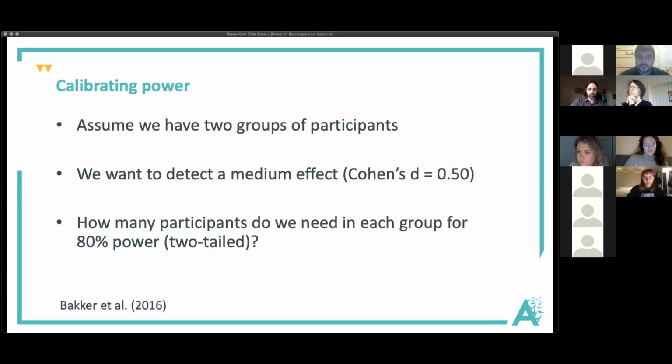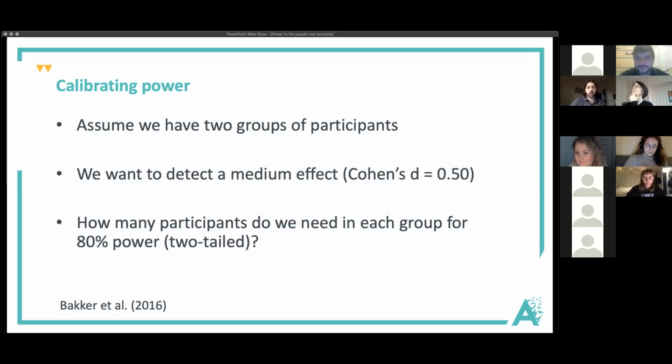You can have a complete stab in the dark. How many participants do you think you would need? 26. 52, 36. 5. So again, a bit of a range. We've gone from 5 to 36.